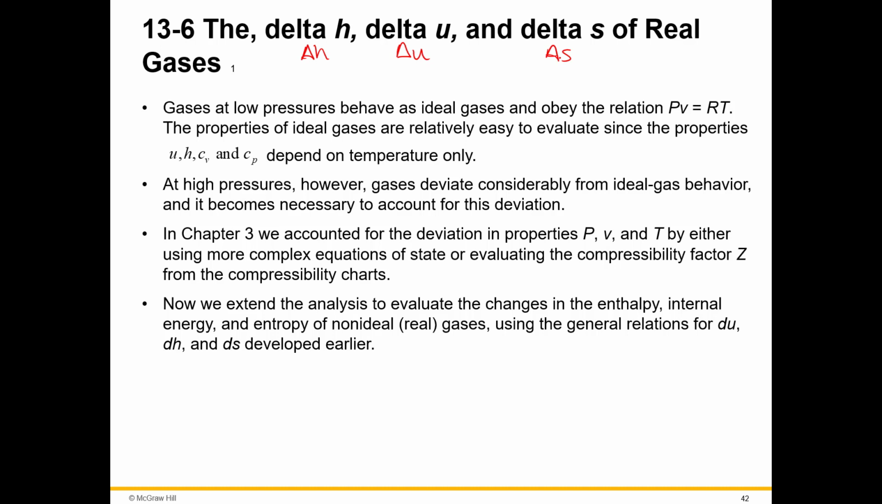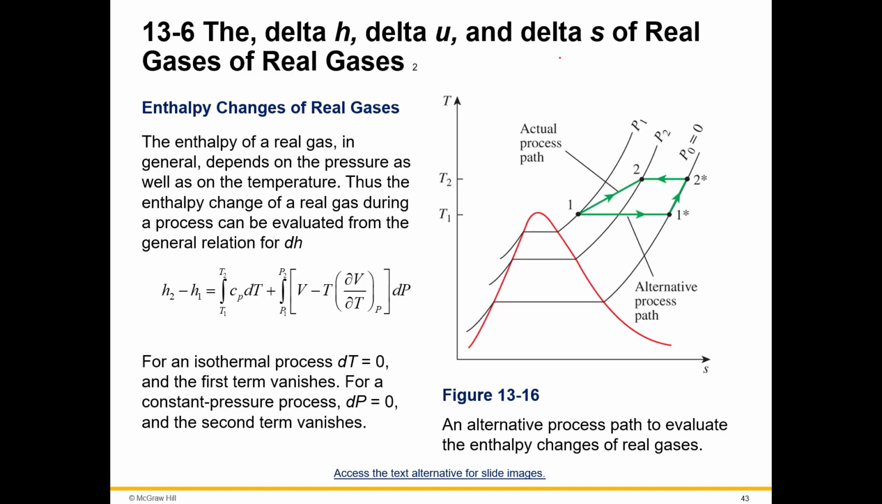And we talked about this in Chapter 3, remember, about the deviation in PVT and using more complex equations of state. So now using that, extending that analysis to evaluate the changes in enthalpy, internal energy, and entropy of non-ideal real gases. And that's using dU, dH, and dS.